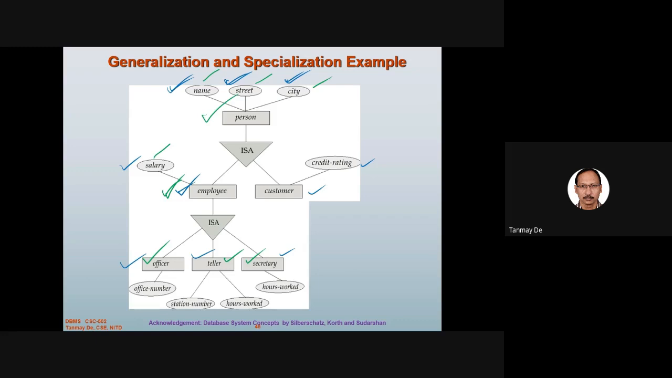And along with these common attributes, the officer has some descriptive attribute, say office number. The secretary has another attribute, say hours worked, and so on. This is just an idea of how you can represent generalization and specialization.